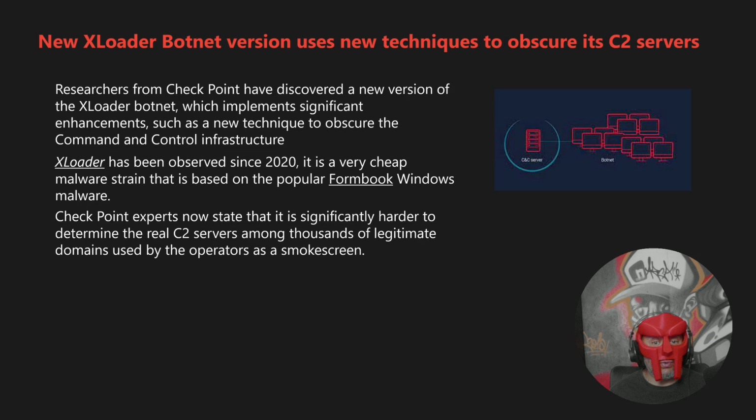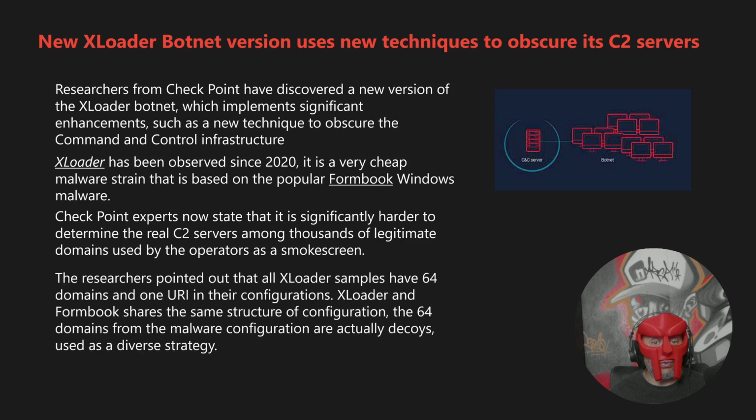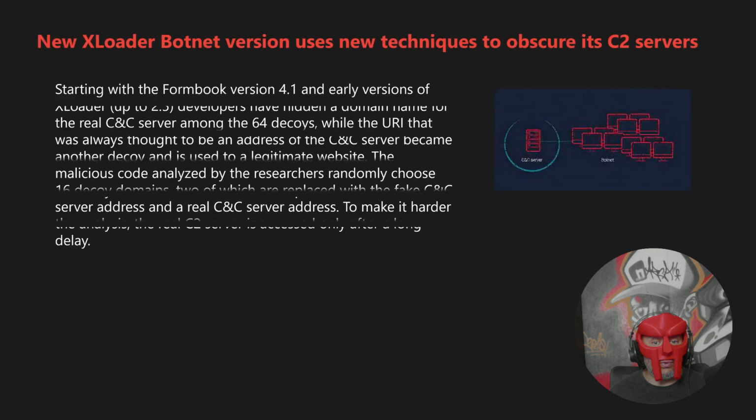Check Point experts now state that it is significantly harder to determine the real command and control servers among thousands of legitimate domains used by the operators as a smokescreen. The researchers pointed out that all XLoader samples have 64 domains and one URI in their configurations. XLoader and Formbook share the same structure of configuration. The 64 domains from the malware configuration are actually decoys used as a diversion strategy.